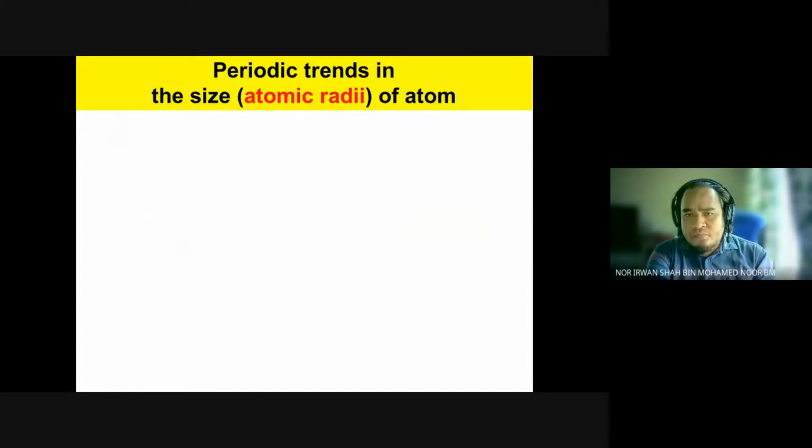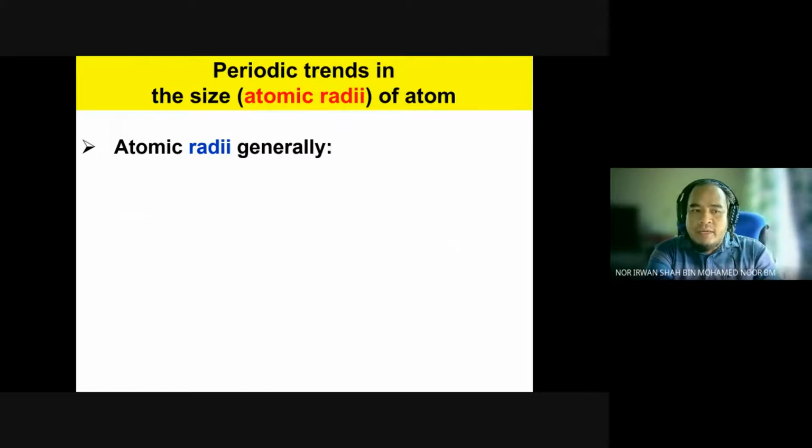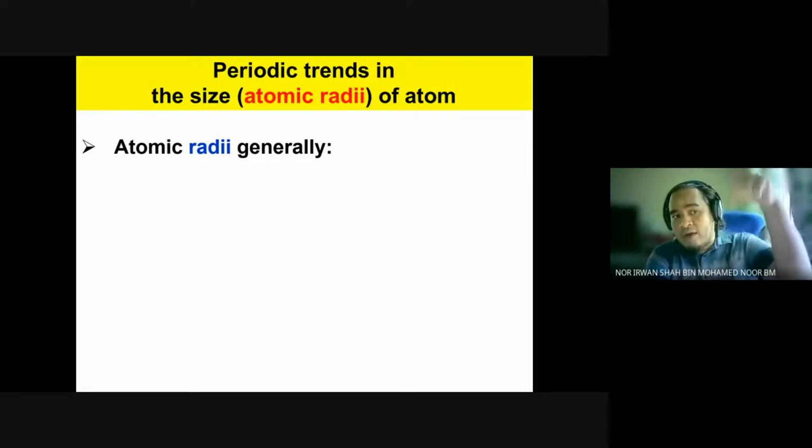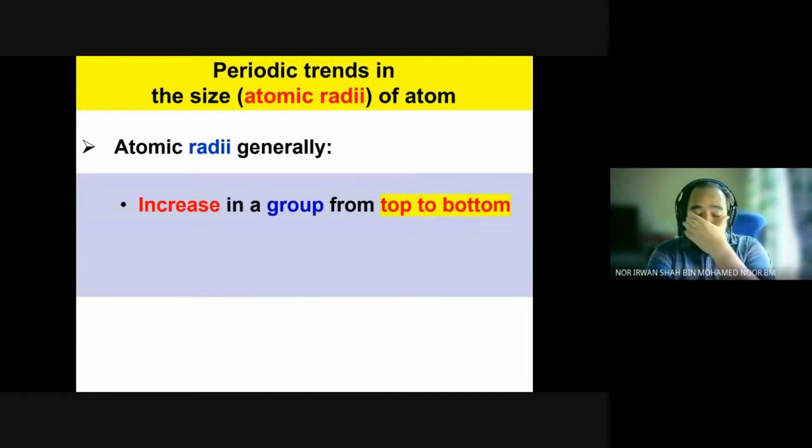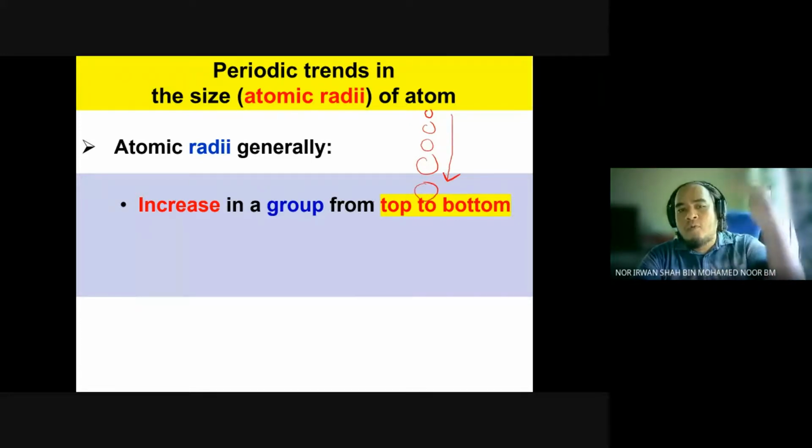Okay, seterusnya. Jadi sekarang kita nak study dua keadaan, di mana kita nak tengok what happened to this atomic radii as we move across a period or as we move down a group. Atomic radii generally, kalau kita move down a group, ataupun from top to bottom, generally increase. Macam ni lah contohnya, kalau kita move down a group, nampak size atom makin bertambah.